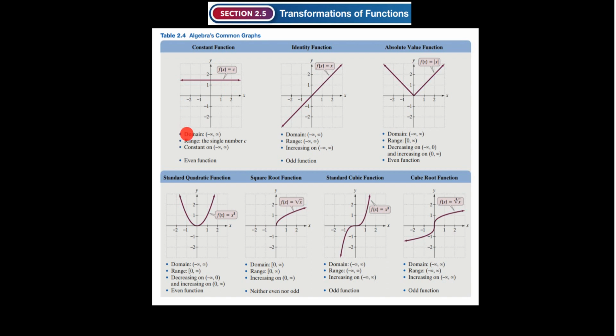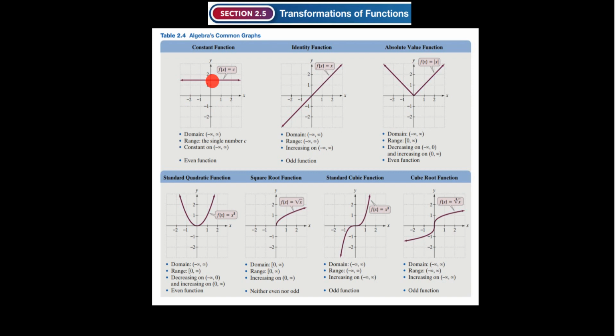For every one of these besides the square root function, the domain is always negative infinity to positive infinity. The range is where we appear on the y-axis. The range is simply wherever we see our constant function. It's constant from negative infinity to positive infinity, and it is considered an even function, which we talked about in the previous section.